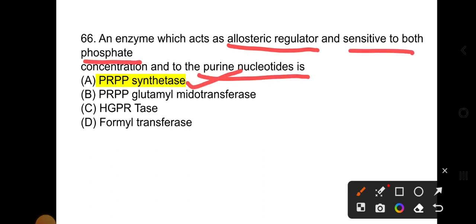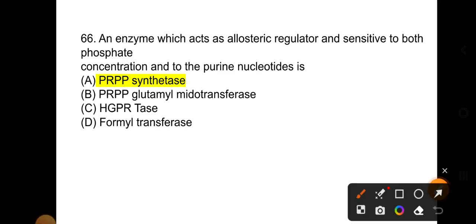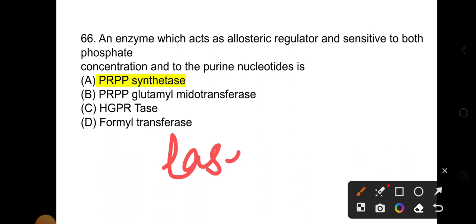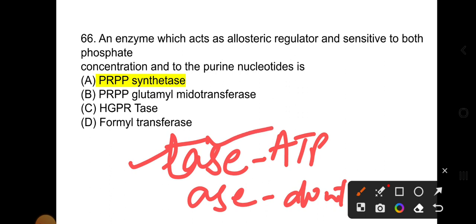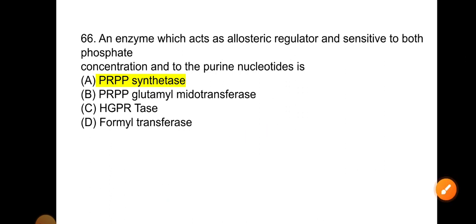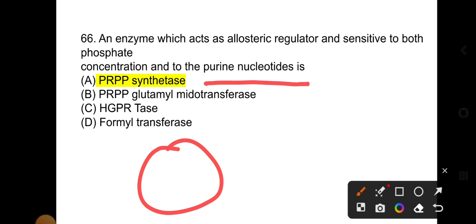Again PRPP synthetase. Synthase and synthetase, I think you guys know the difference when it is tase and when it is ase. When it is tase, you utilize ATP. When it is ase, you do not utilize ATP. Okay, so synthetase utilizes ATP and synthase will not utilize ATP. And PRPP synthetase is the enzyme which acts as allosteric regulator, as well as it is sensitive to both how much phosphate is in the cell and how many purine nucleotides are in the cell.